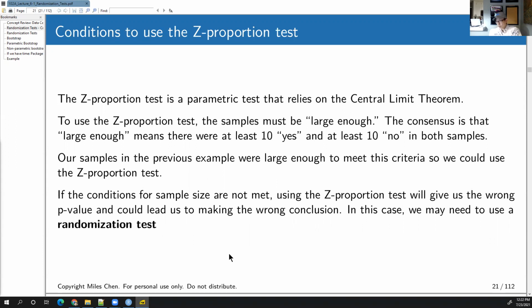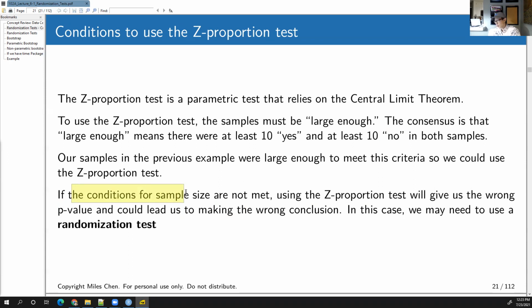So in order to use the Z proportion test, that relies on the central limit theorem. You need to have samples that are large enough. Your samples need to be randomly selected, okay? And large enough means you need at least 10 who are yes and 10 who are no, which means, do we have at least 10 international students and 10 domestic students in both samples? And the answer is yes, okay? We had 75 international, 75 domestic in one. We had 64 international and I guess 96 domestic in the other, okay? So all of those numbers are over 10. So our condition for sample size is met, okay?